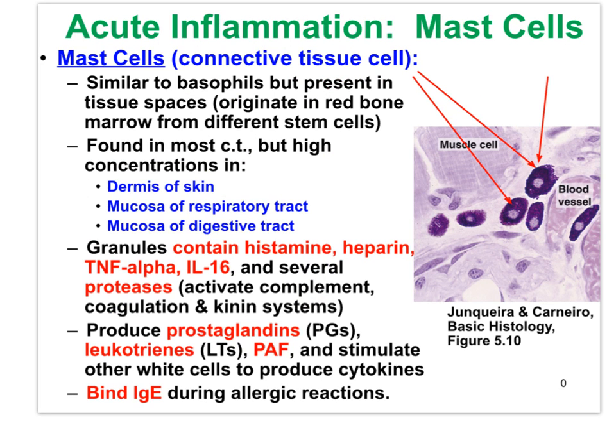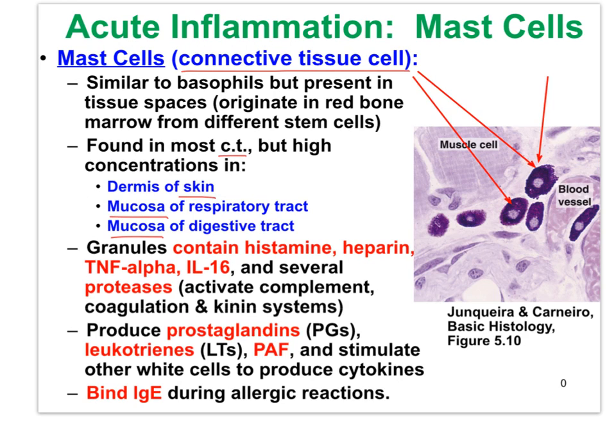Mast cells are very similar to basophils, but they are out in the connective tissue. They are connective tissue cells. So these are not basophils that have migrated, but they're very similar in their properties. So they are found in almost all connective tissues, but we have lots of them where we are most vulnerable to tissue damage. So we have many in the dermis of our skin, and the mucosa of your respiratory tract, and also in the mucosa of your GI tract.